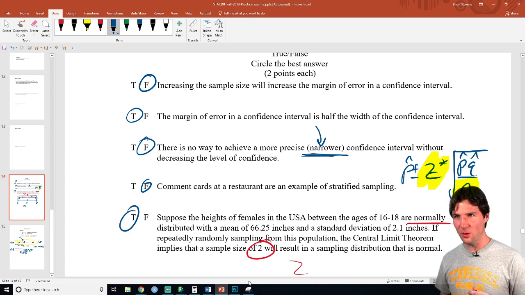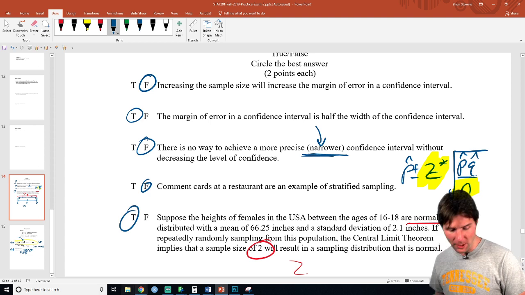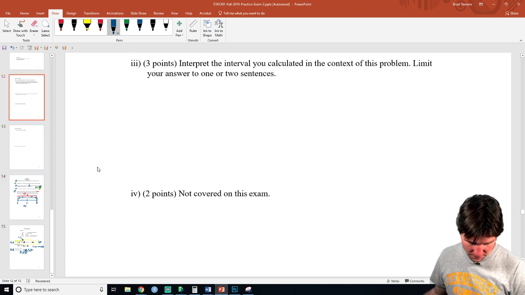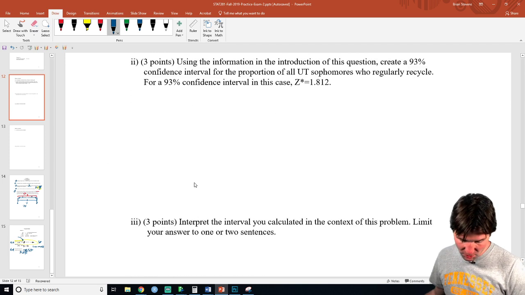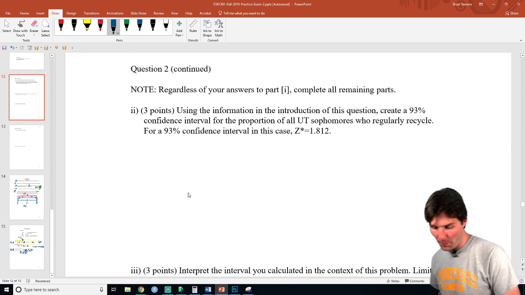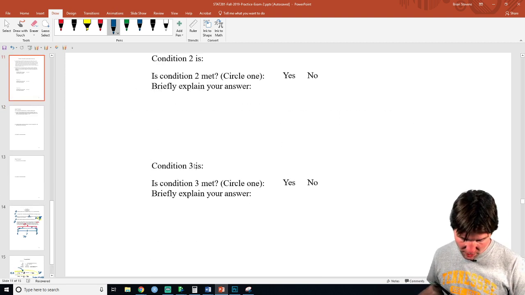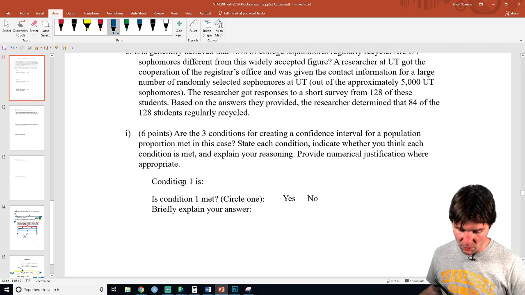Will you do the confidence interval question above this? Okay, we got this. Let's do it real quick. Let's do the confidence interval question. Interpret your confidence interval. You ready? Okay. What was p hat? Condition 1, condition 2, condition 3.